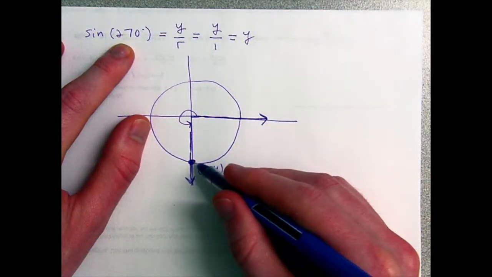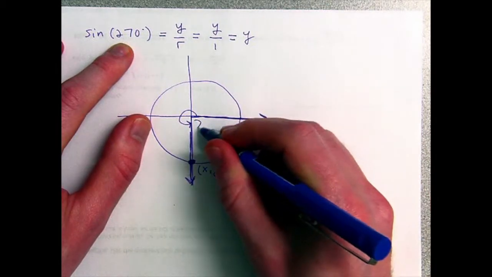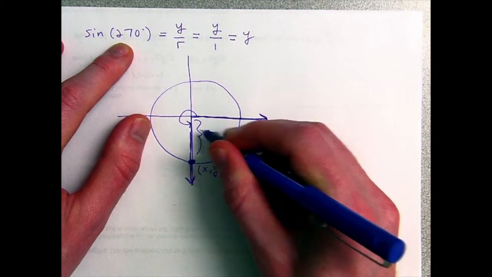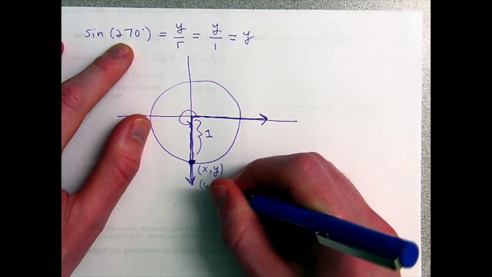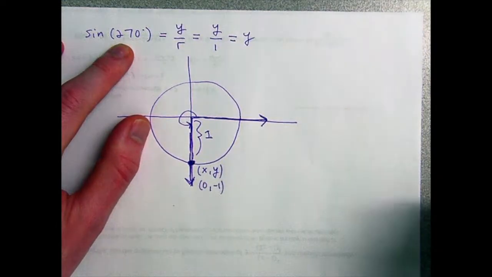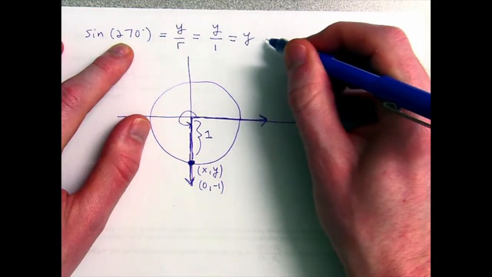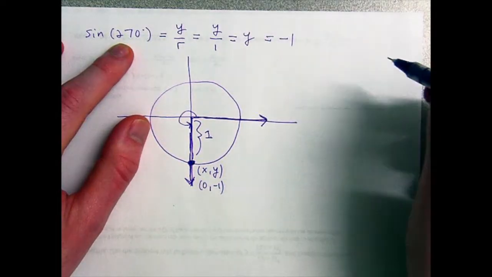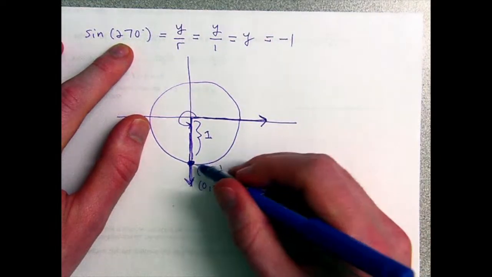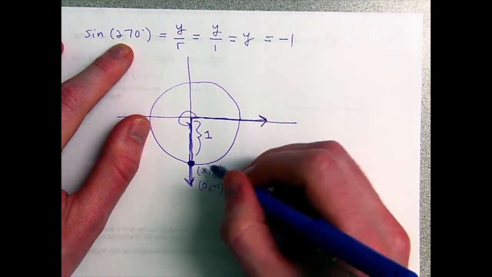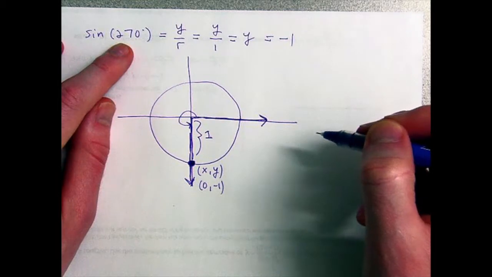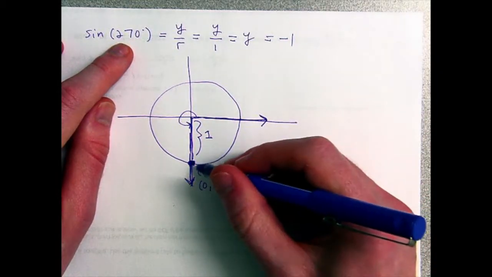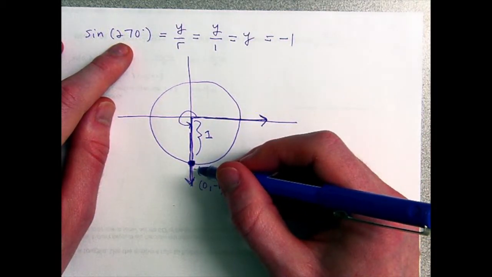Now, what is this intersection point? Well, because this is a circle of radius 1, and this little length right here is a 1, we see that the coordinates of this point must be (0, -1). And therefore, sine of 270 is -1. That's the y coordinate. Now, that's pretty easy because this point right here lies on one of the axes. It lies on the y-axis, and it's pretty easy to work out what the coordinates of that intersection point are.